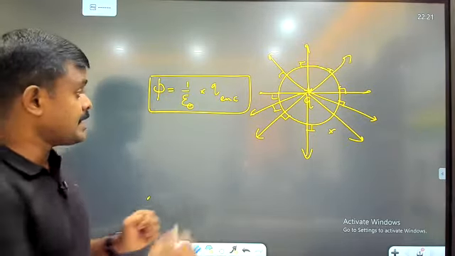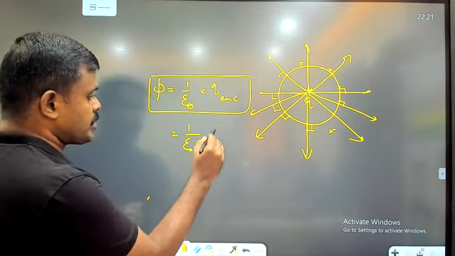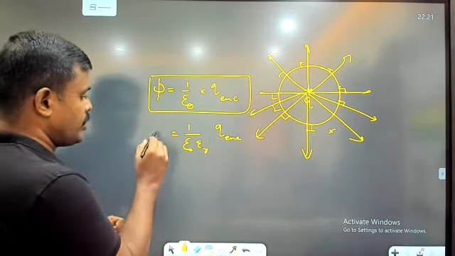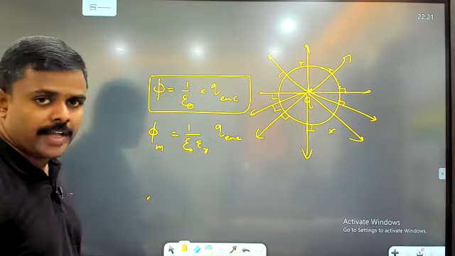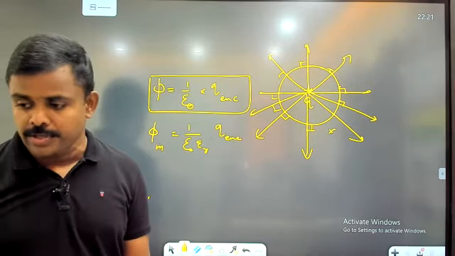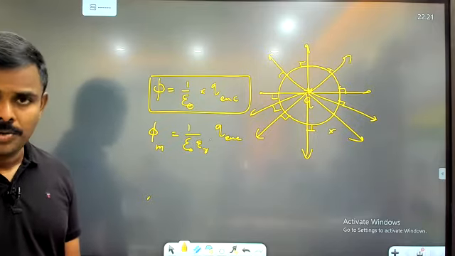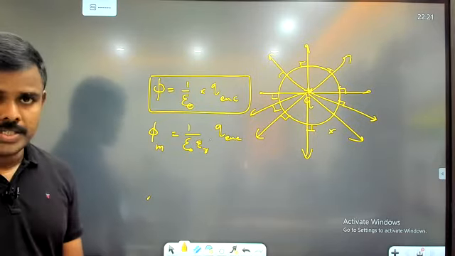All right. If there is a medium, the equation changes to what? 1 by epsilon 0, epsilon r, q enclosed. This is the equation for flux coming out of a surface. If there is a medium present, phi is equal to 1 by epsilon 0, epsilon r into q enclosed. All right. So this is Gauss's theorem.